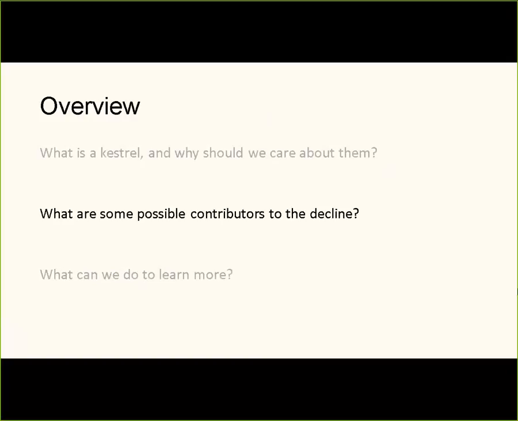Okay, so I've talked about what kestrels are and hopefully convinced you that it might be worth our time or effort to save them. So what are some possible contributors to the species decline?